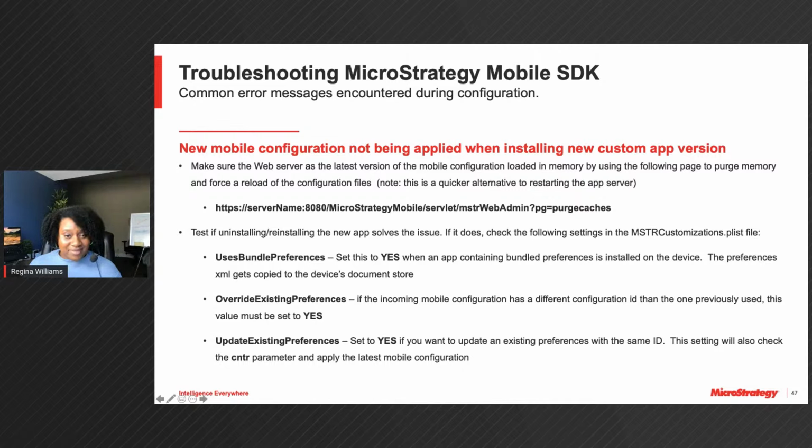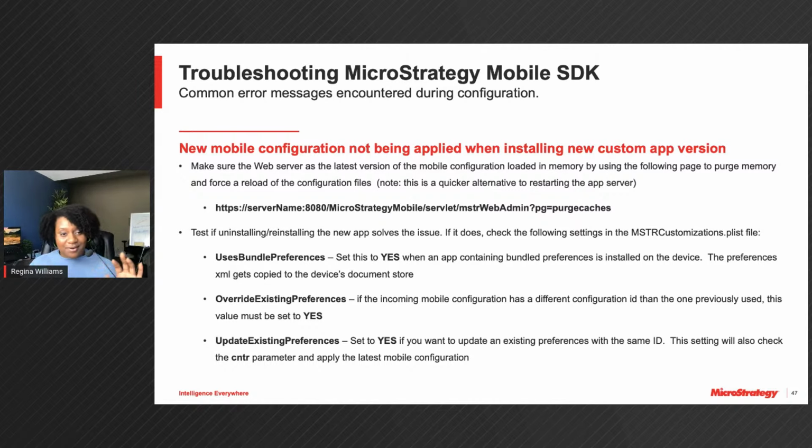The second option is to test if uninstalling the app and then installing that new version of the app solves the issue. If it does, then most likely the culprit will be these three settings, whether the update existing preferences might have been set to no, or if you are pushing a brand new configuration, the override existing preferences might have been set to no. So to resolve that, you should definitely recompile that new app that you're configuring to set those options to true, and then use that one to push out.